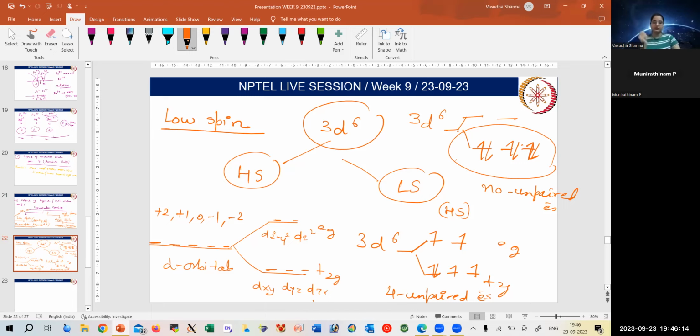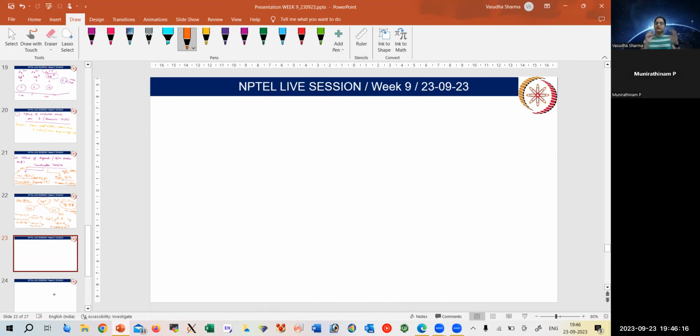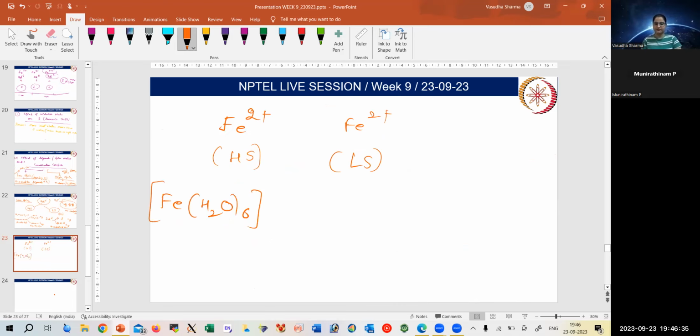Clear, ma'am. Okay. So now earlier we saw the oxidation state parameter. What if I have iron in +2 in both, but different spin states? One is in high spin, one is in low spin. Say, take the case of [Fe(H2O)6]2+ and [Fe(CN)6]4-.